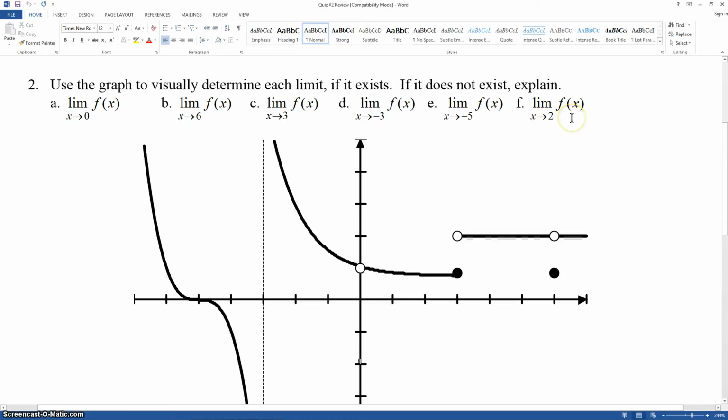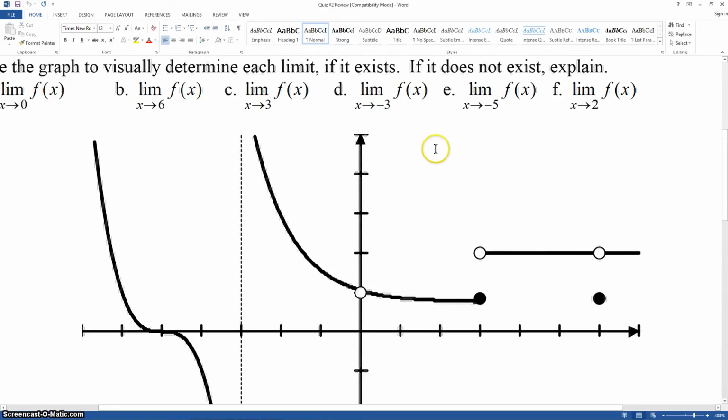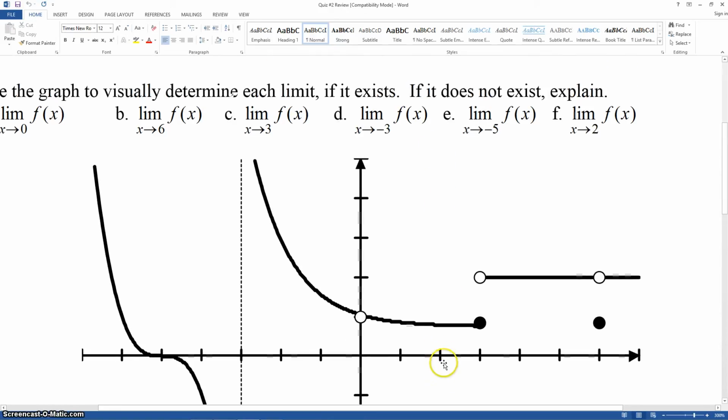Let's look at f, the limit of f of x as x approaches 2. So if you notice here is 2, and we're probably going to have to estimate a little bit on this one. Let's see what we can do. The limit of f of x as x approaches 2. So here is 2 right here. If you create your wall, and we approach both from the right-hand side and from the left-hand side. So if we approach from the right-hand side, that's going to give us a value a little bit underneath 1.